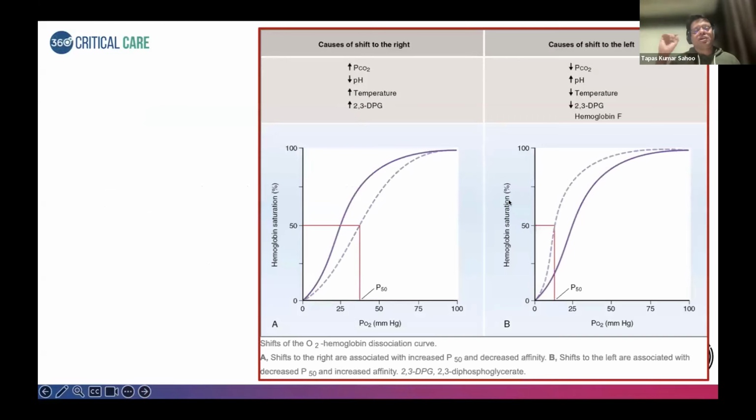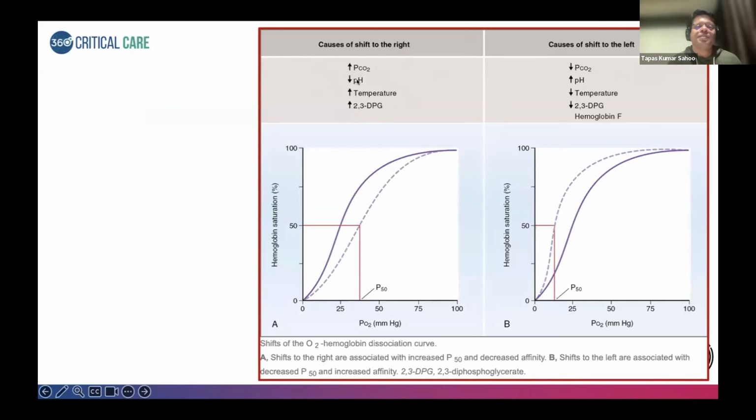Now, there would be the third part that you have to write in your exam. What causes your oxygen hemoglobin dissociation curve to shift to right? What causes oxygen hemoglobin dissociation curve to shift to left? Because that is something which we need to understand also to utilize our clinical acumen in correcting the problem in the ICU.